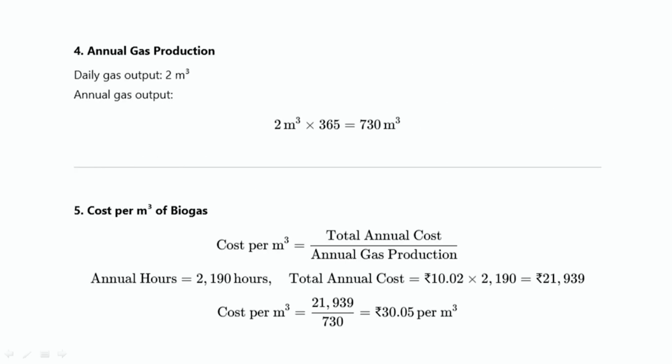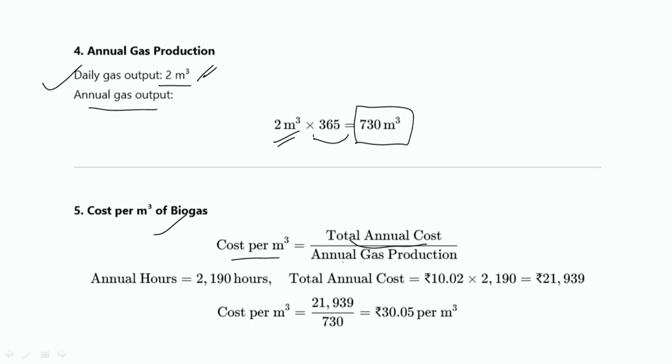So now it's time to calculate our total output. Here we see that daily gas output will be 2 meter cube, what we have assumed earlier. So the total annual gas output will be 2 meter cube on a daily basis, so in 365 days, that is in a year, this will be 730 meter cube as our annual output for the gas.